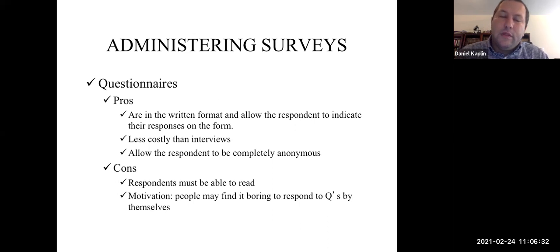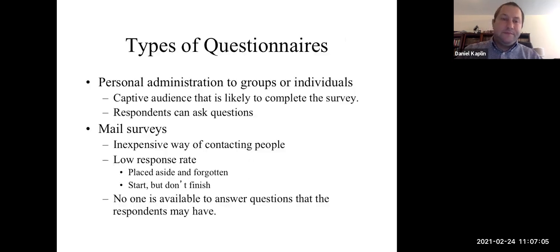Now, the problems with survey or downside is that if it's in a written format, people must be able to read. And if you give people surveys that they're going to mail back to you, let's say, and I haven't talked about how to administer them, but assuming that these are being mailed out and mailed back, people might find the questions boring and stop. So you run the risk of having a reduced response rate.